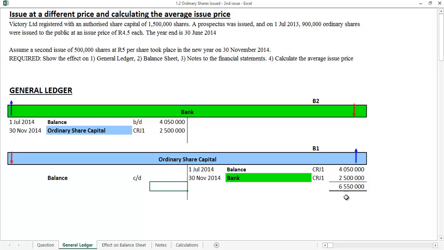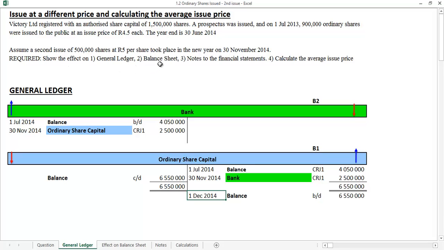So if I take all the credits, which is 6.5, and I minus the debits, I get a balance of 6.5. All right, there we go. And then my debit side also totals to the 6.5. And finally, I just bring the balance down on the first day of the new financial year of 6.5. And that will be on the first day of the next month, actually, 1st of December 2014. There we go. So that's the general ledger done.